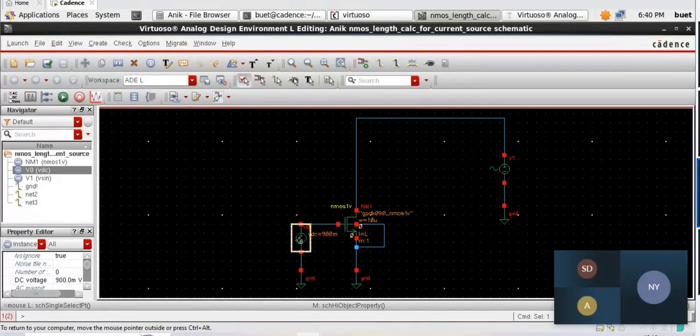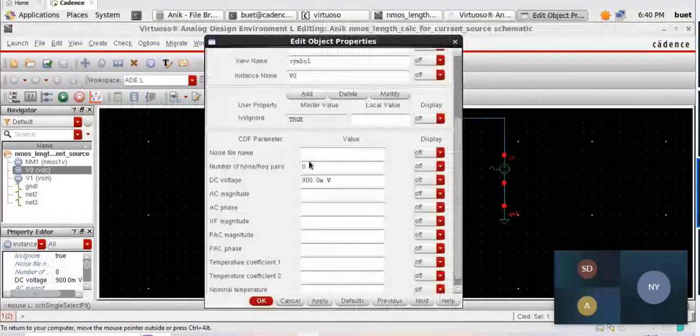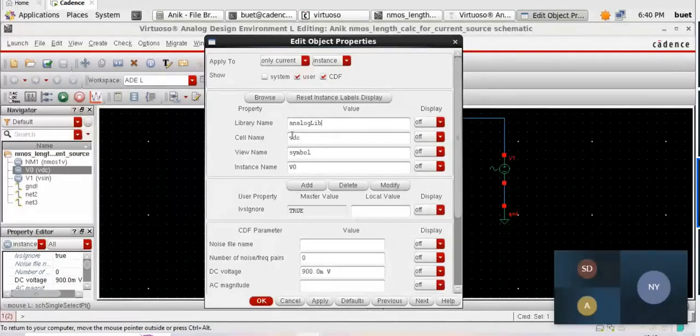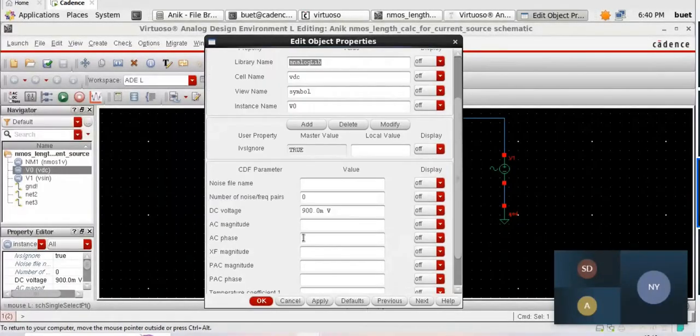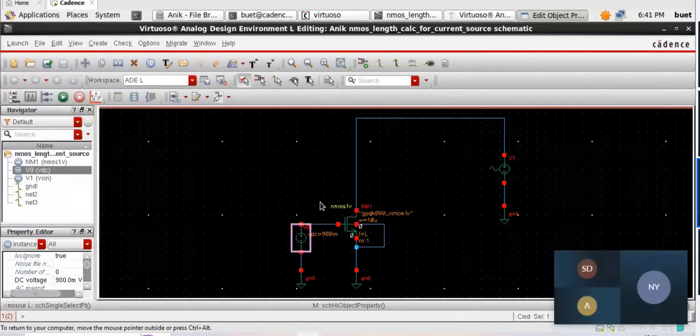And here at the input side, I'll just attach a simple VDC, the DC source. As you can see over here, VDC, it is from the analog lib library. And what is the DC voltage? 900 millivolts. Again, why 900 millivolts? There is no hard and fast rule. I go with that particular value. You can choose any particular voltage.